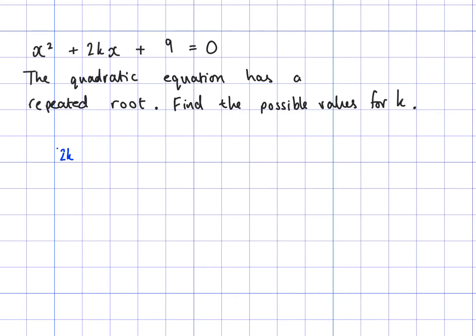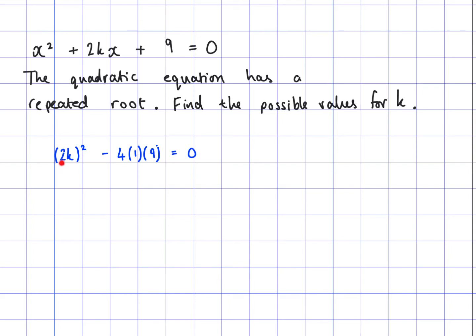So 2k, and I need to square this, so I will square that, minus 4ac, so 4 times 1, and then times c is 9. And I need to set this equal to 0 because they've said the quadratic equation has repeated roots here. So this is going to be equal to 0. Now if I solve this equation, I can find the values of k that this question is asking for.